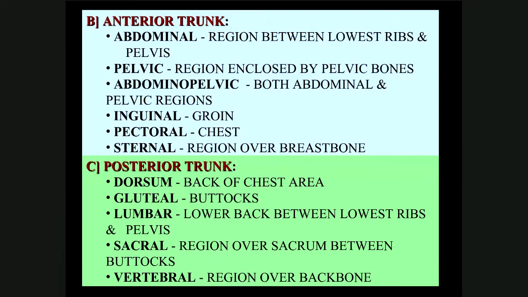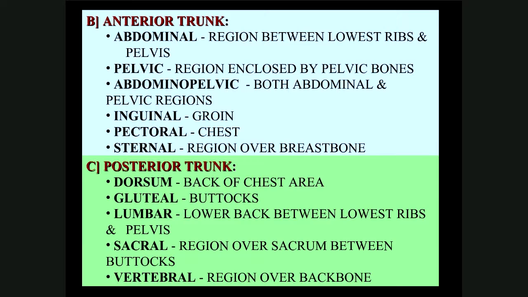The pectoral region is your chest. They call them your pectoral muscles in your chest. And the sternal region is right smack in the middle of your chest. That bone that's really hard in front of your heart there is called your sternum. And so we call that the sternal region. It's protecting your heart.